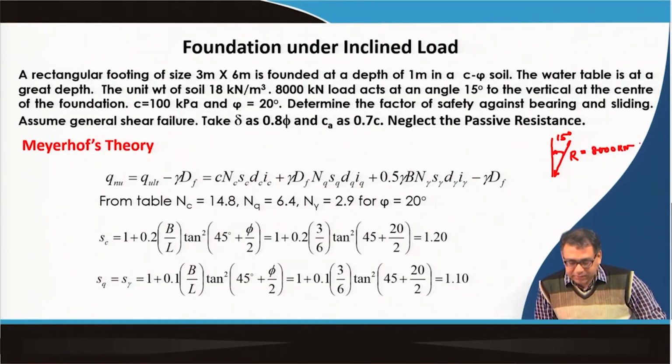Okay. And then we have to determine the factor of safety against bearing and sliding. Assume general shear failure, take delta is equal to 0.85 phi and c is equal to 0.7 of c. Remember why: for previous cases I had to check only the bearing capacity, but here you have to check sliding also, because when the load is acting, there is a vertical component and a horizontal component also. Against the vertical component you have to check the bearing capacity, but against the horizontal component you have to check the sliding also, because it will not only push the foundation in a downward direction, but the horizontal component also tries to slide the foundation. So, we have to take the sliding also.